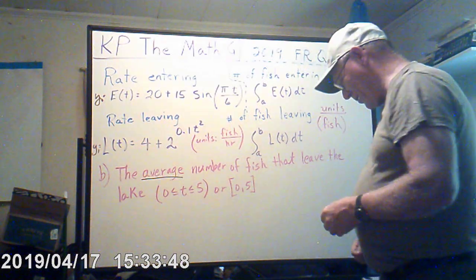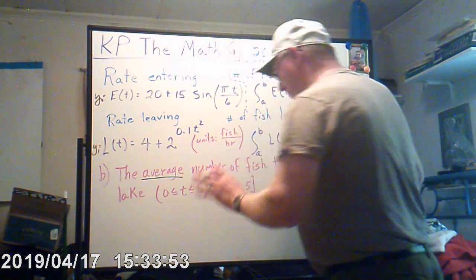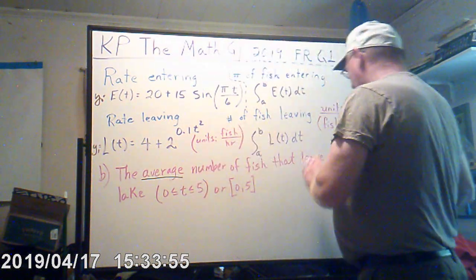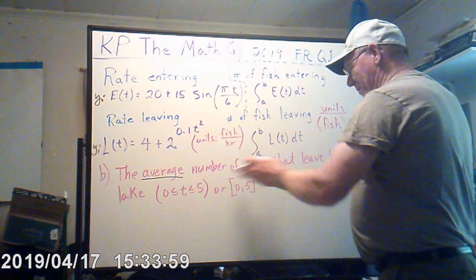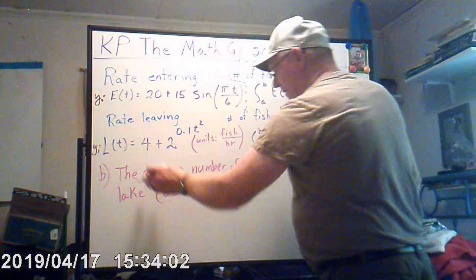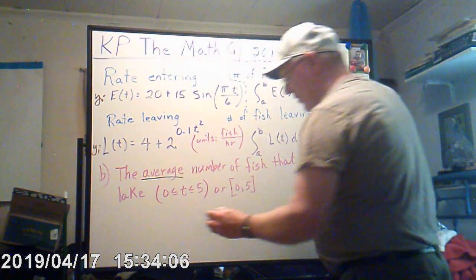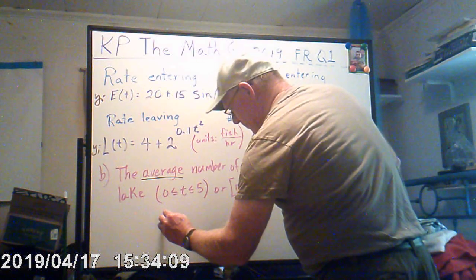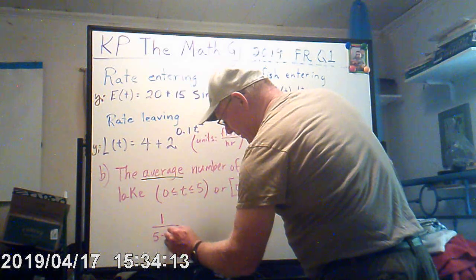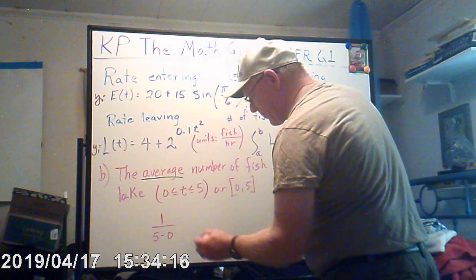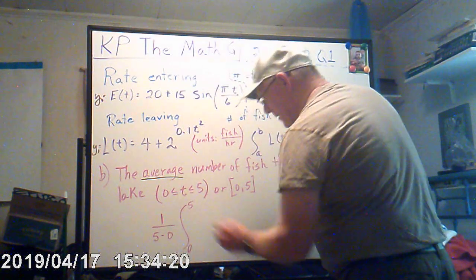Average, so you know what the drill is. Now, is it going to be in fish per hour, or is it still going to be fish? It says average number of fish, but it's an average per hour. So that's what we're talking about. When we talk about that, we talk about 1 over 5 minus 0, just to be technical, which is just 1 over 5. And we are going from 0 to 5.